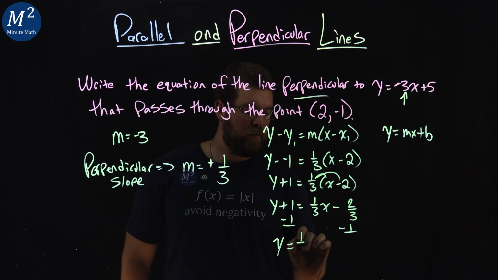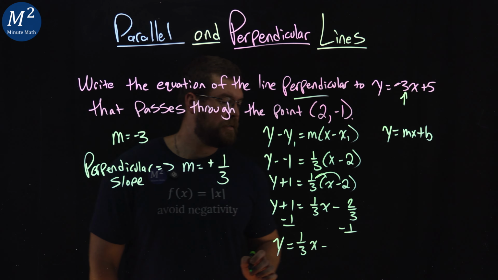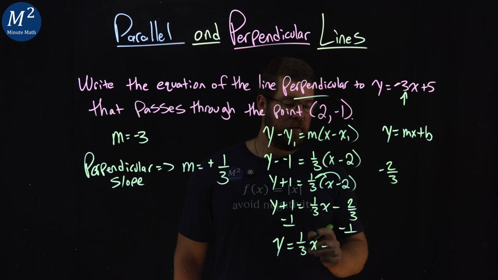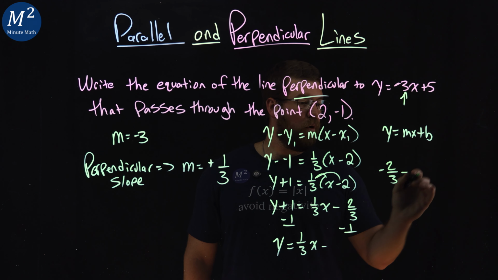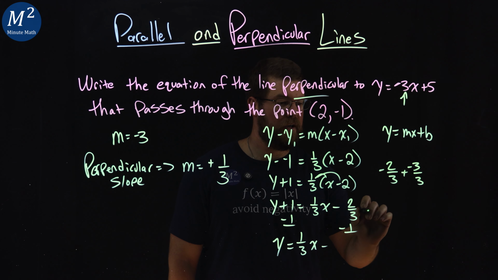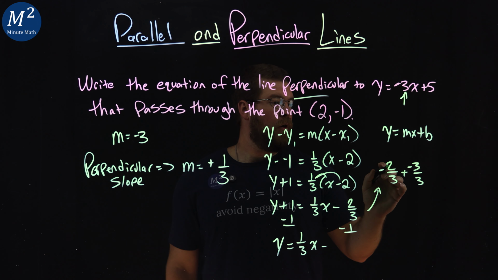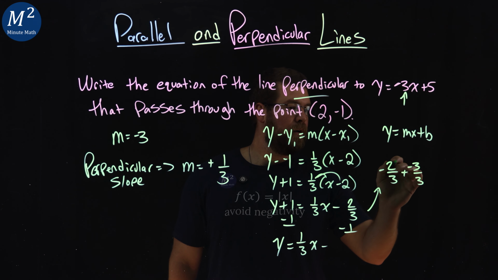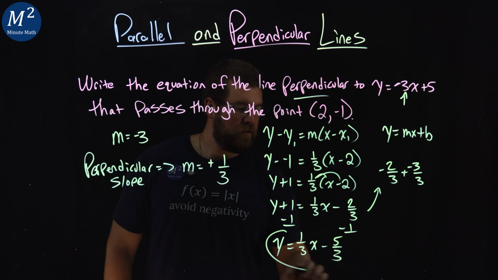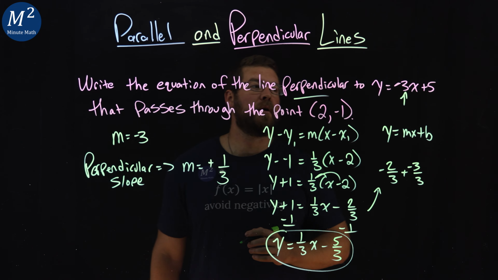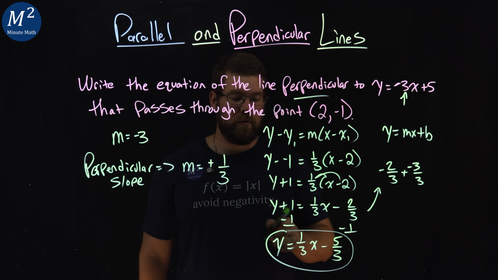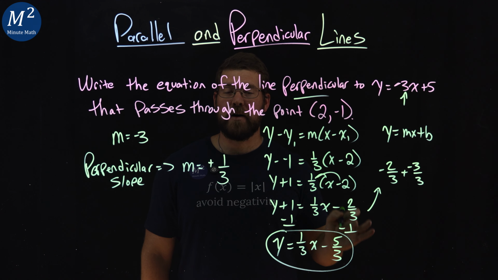y is by itself, 1/3 x, minus, well, 2/3 minus 1, right? Minus 2/3, minus a 1, which is the same as 3 over 3. It's like plus a negative, in a sense. You can kind of see that right here. And so that's going to be a minus. We can keep it out here. 2 and 3 make a 5, 5/3. So our equation of our line that's perpendicular to y equals negative 3x plus 5, but goes through the point (2, negative 1), is y equals 1/3 x minus 5/3.